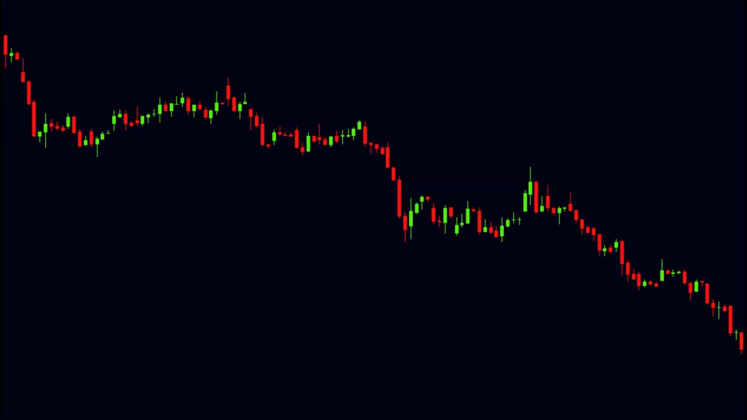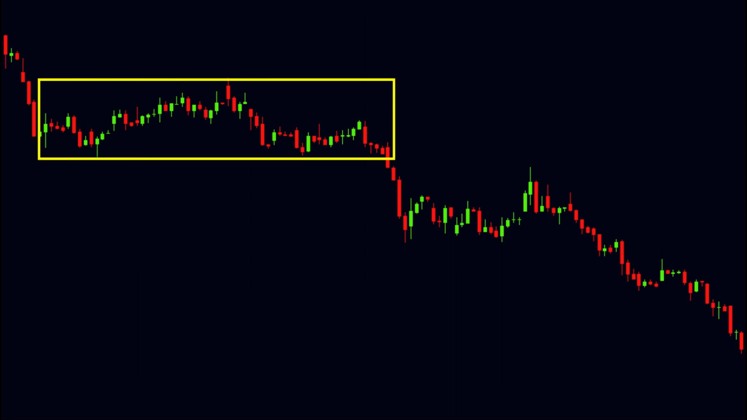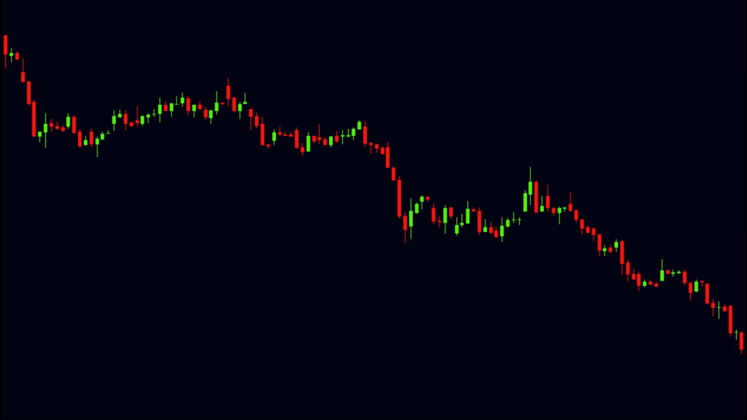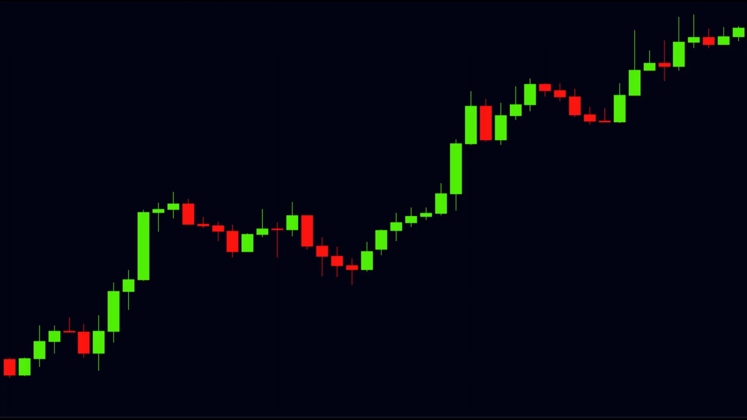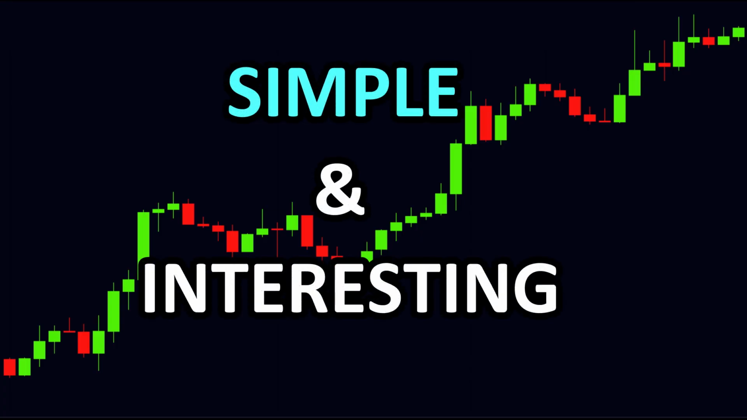In the same way, during a downtrend, the price moves in a range, and at one point it breaks the current range, moves ahead, and enters the next range, which is below the earlier range. Here, we are talking about a swing trading strategy, so we will look at our stock chart on the daily time frame. This strategy is quite simple and interesting.